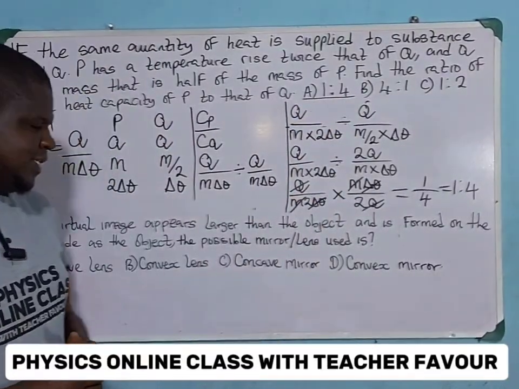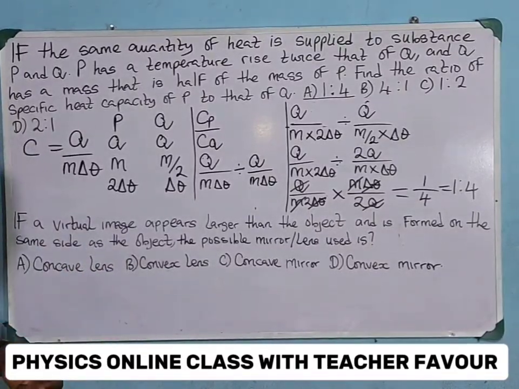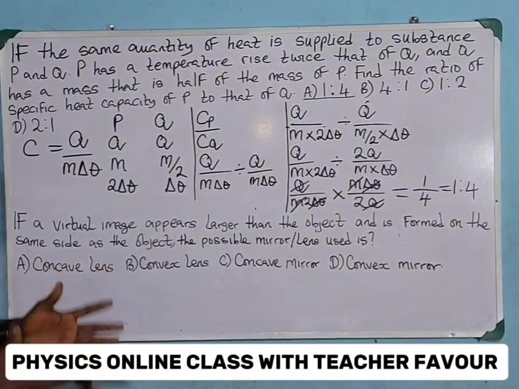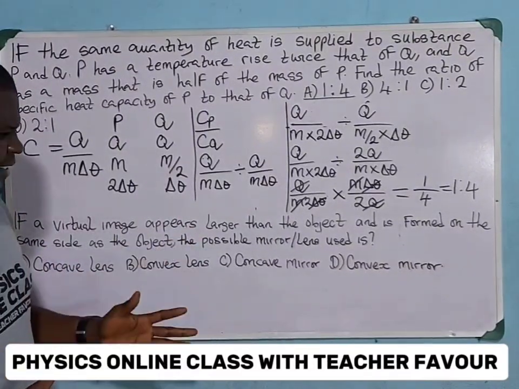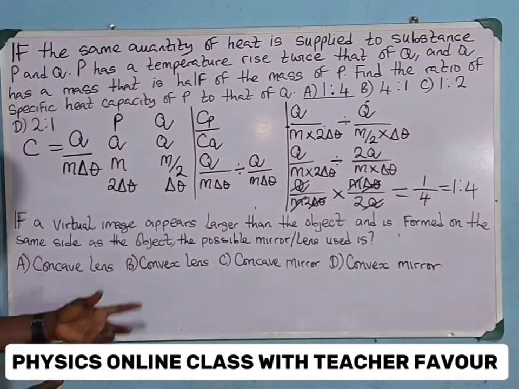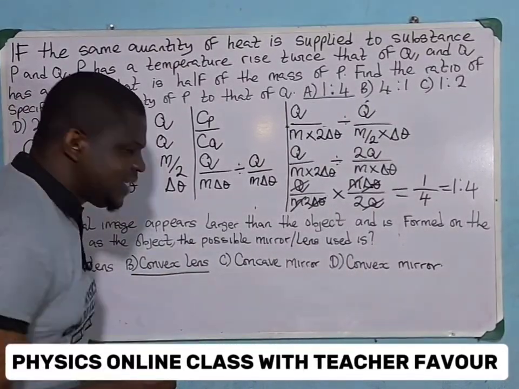Question number 2 says, if a virtual image appears larger than the object and is formed on the same side as the object, the possible mirror/lens used is dash. Option A is concave lens. No. Option B is convex lens. Convex lens is the correct answer.